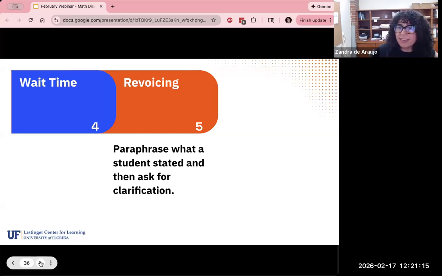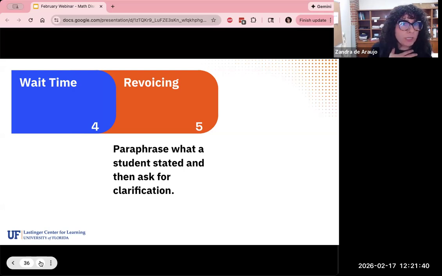And the final one is revoicing. So paraphrase what a student stated and then ask for clarification. So this is very similar to repeating. Repeating is usually you have another kid kind of say it and check in with the student. This one, you can kind of use them interchangeably. I do. There is some nuance there, but I think it's mostly not super important. Revoicing is kind of like you're restating in your own words and then asking for clarification.